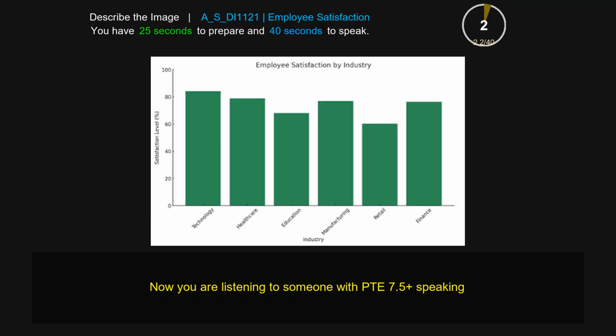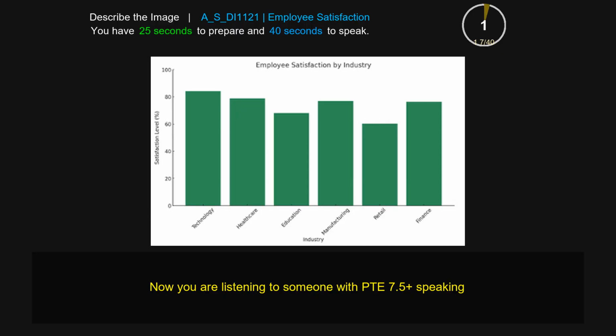The following material is mainly about employee satisfaction by industry. It contains information such as the fluctuation in share and percentage and the colors. Looking at the bar chart more closely, the highest value of the diagram was technology, which was over 80%, and the lowest value of the diagram was retail, which was 60%, and there are healthcare and education and manufacturing and finance too. On the horizontal line, there's industry. On the vertical line, there's satisfaction level. So it is very informative, so it cannot be overlooked.